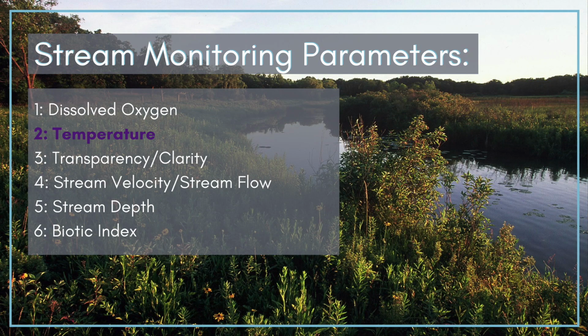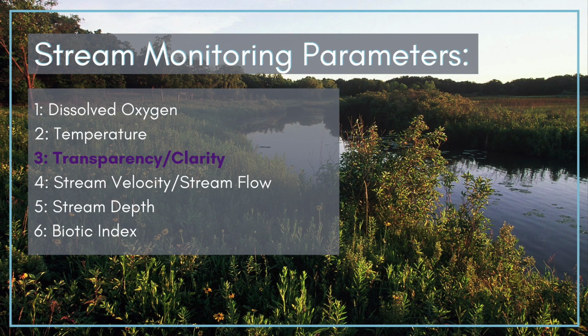The next parameter we will measure is the temperature. The water temperature can affect the amount of dissolved oxygen in the water. The higher the water temperature, the less dissolved oxygen in the water, which can negatively impact aquatic life. We take 2 measurements for this. We take the air temperature and the water temperature.